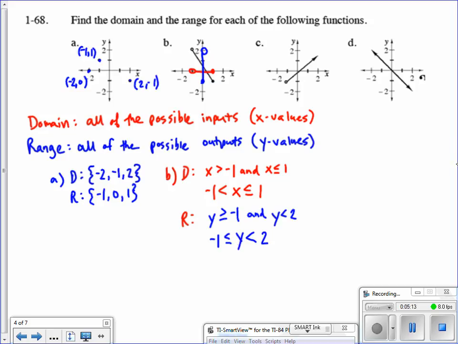Let's look at C now. We'll do C in green here just so it kind of stands out. Let's do it over here. We can squeeze it in.